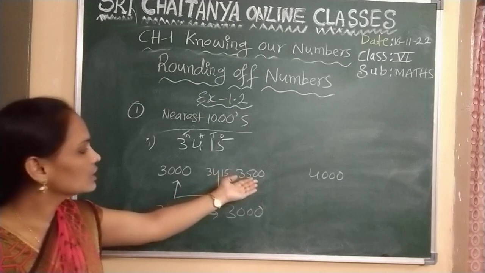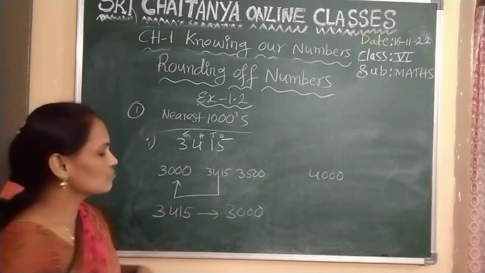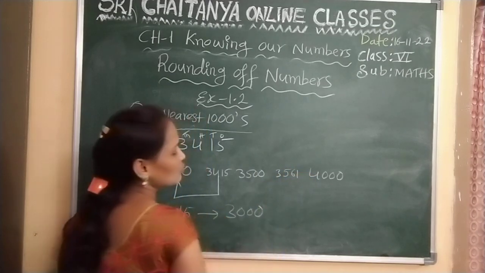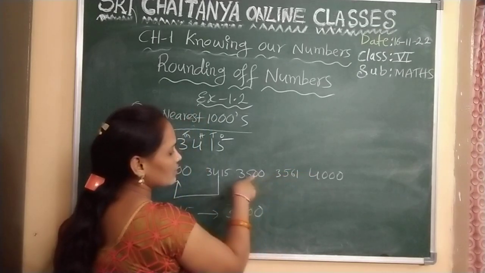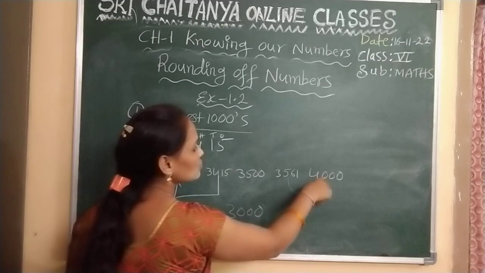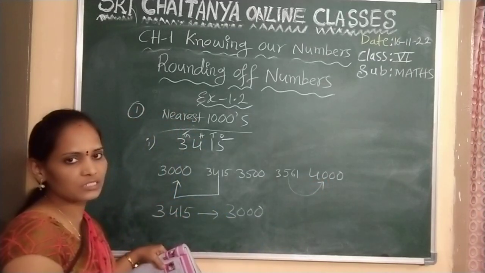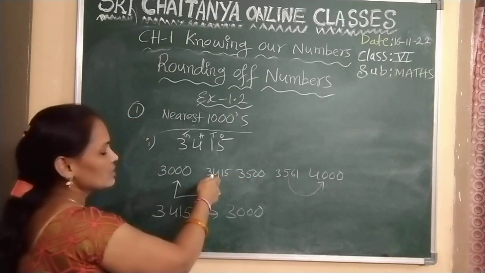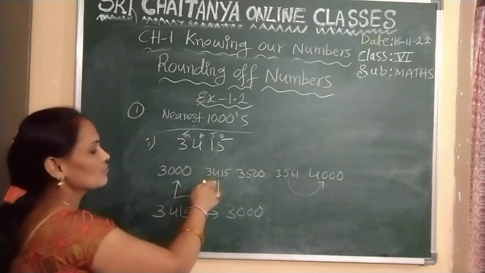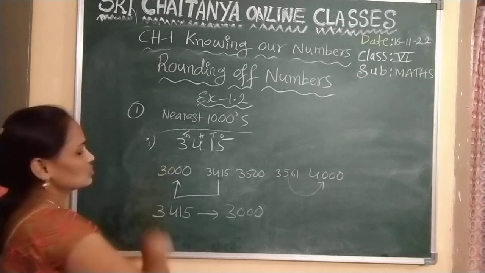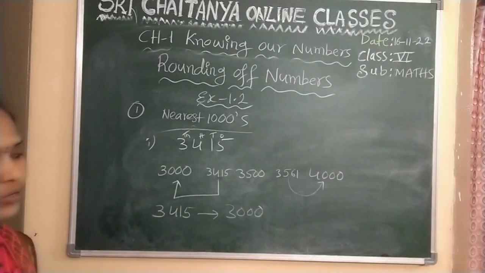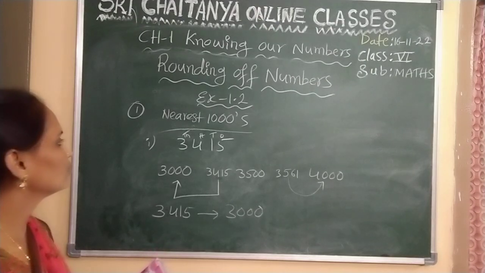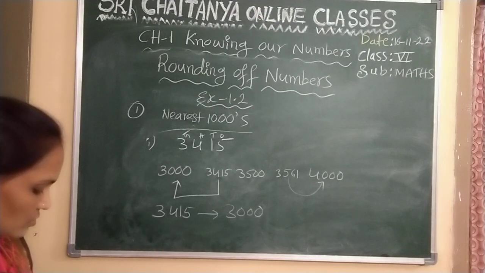If it is greater than 500, suppose 3,561, it is more than 500. So this number will go to 4,000, the nearest thousand. But here it is less than 500, because it is 415, so it will go to 3,000 only. I hope you understand how to round the given number to its nearest thousands.